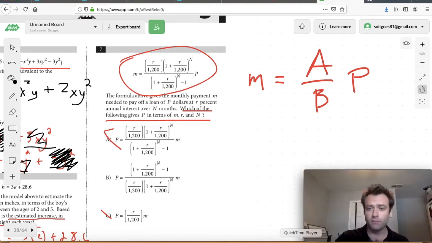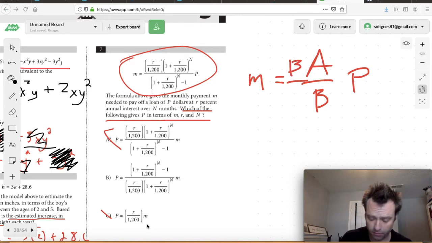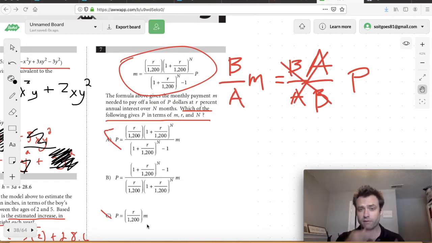And notice it's the exact same form. It's just m equals some fraction times P, right? And they're asking us to isolate P, get P alone. Well, just multiply both sides by the reciprocal of A over B, which is B over A. So P equals m times the reciprocal of that fraction. That's answer choice B, blammo.